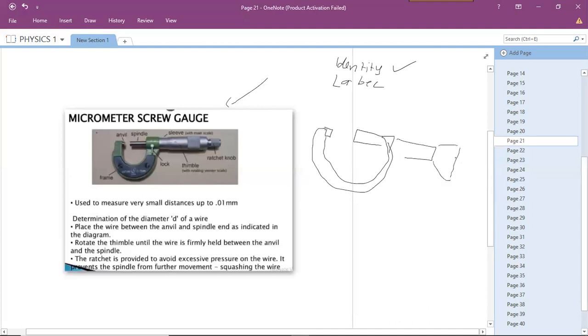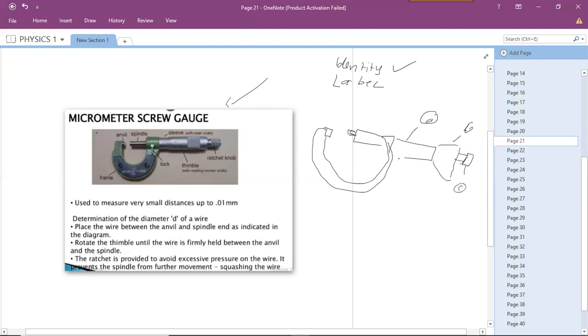They can draw some form of a simple diagram there. And they say, identify this instrument, and you say, right, this is the micrometer screw gauge. You've identified it. Then they say, label A, B, and C.